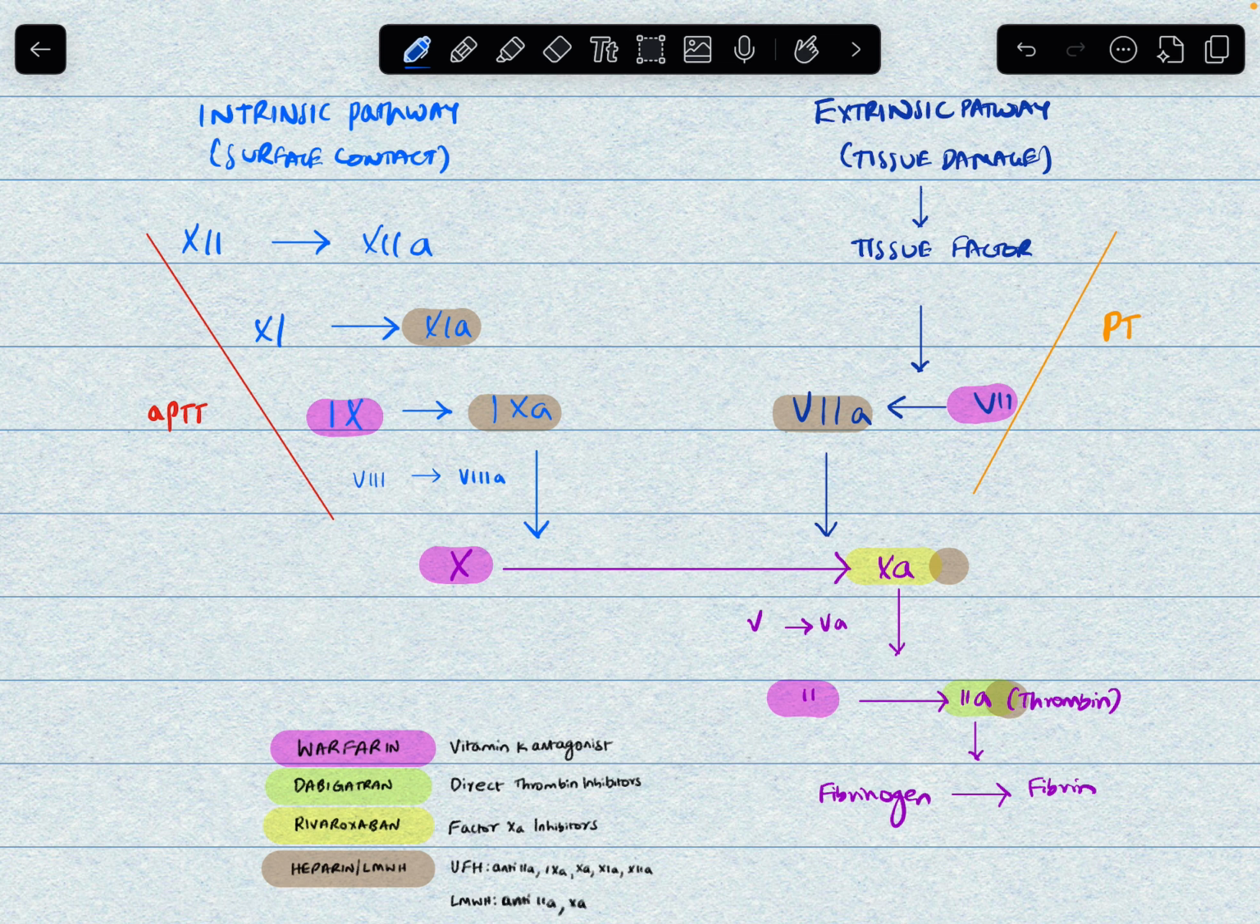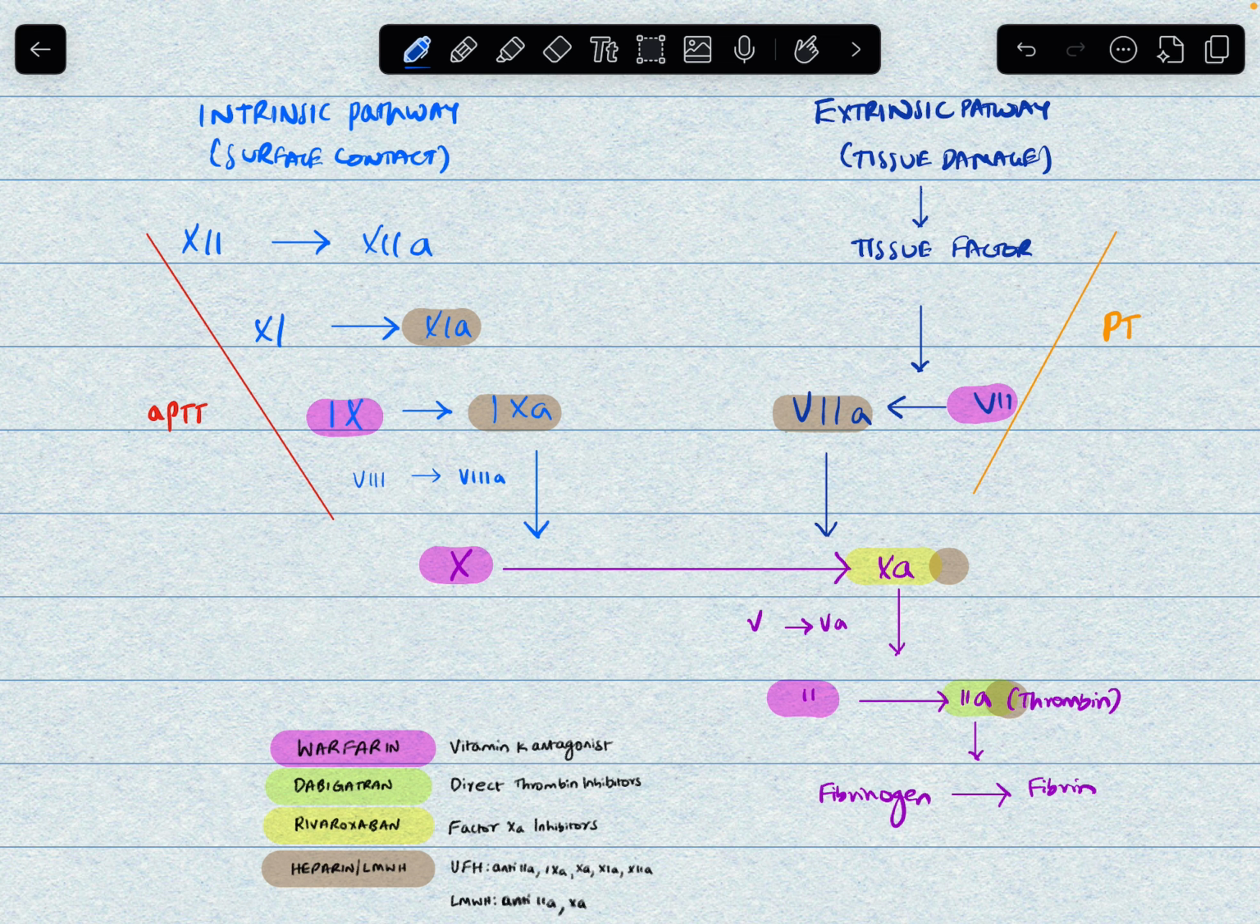First one being warfarin. Warfarin is a vitamin K antagonist, so this inhibits the synthesis of factor 2, 7, 9 and 10. Next is the dabigatran. It is a direct thrombin inhibitor, and followed by rivaroxaban, which inhibits the factor 10A. Then last, the heparin and low molecular weight heparin.